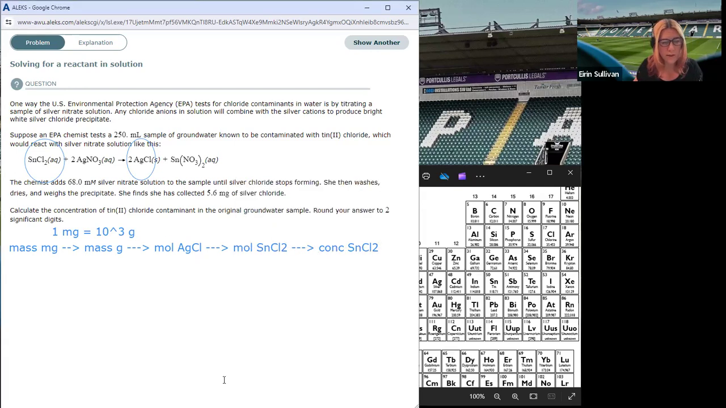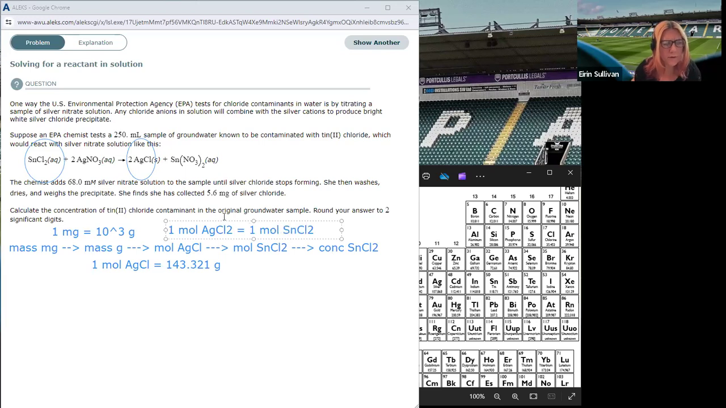So the molar mass of silver chloride is 143.321. I'm just going to put that in there, because I think you're pretty good at molar masses and stuff, so let's not waste too much time on writing out the calculations for that. All right, mole ratio between silver chloride and tin 2 chloride. For every 2 moles of silver chloride that are produced is coming from 1 mole of tin 2 chloride.